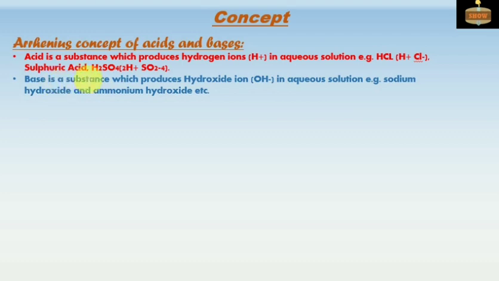Now, a base is a substance which produces hydroxide ions, that is OH-, in aqueous solution. Examples are sodium hydroxide and ammonium hydroxide. In sodium hydroxide, you know that it is NaOH, so it is the OH which is present in sodium hydroxide. So according to the Arrhenius concept, a base is a substance which produces hydroxide ions, OH-.